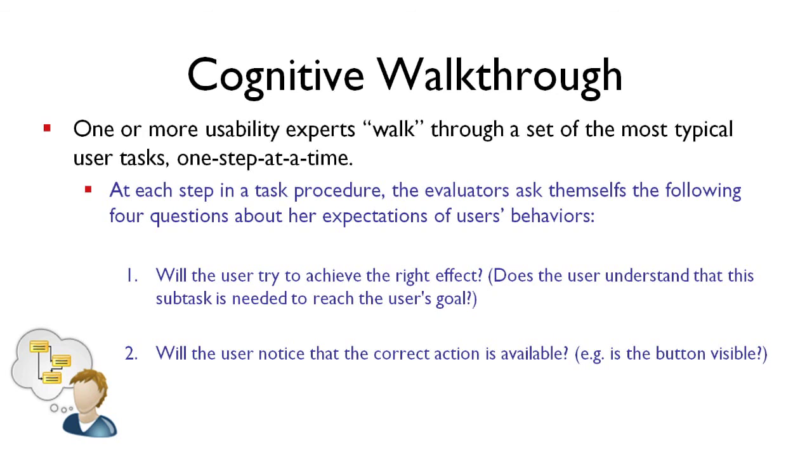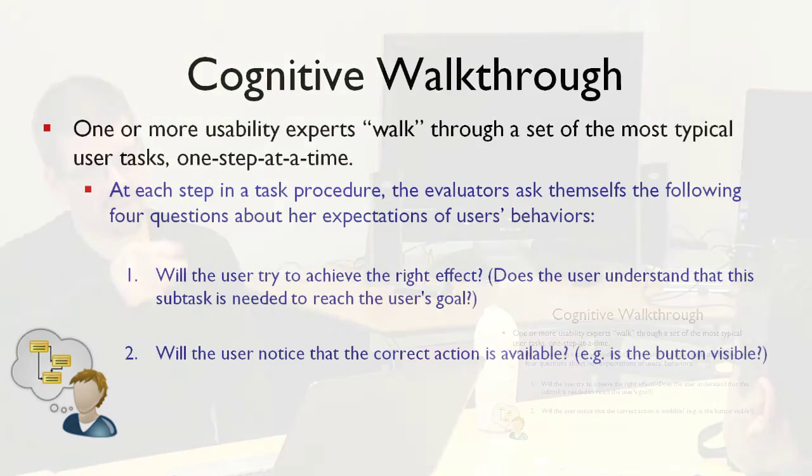First, will the user try to achieve the right effect with this step? For example, does the user understand that this subtask is needed to reach the user's goal? Say a user wants to print a document. Does the user understand what he or she has to do in order to achieve this task? Where do they have to press? And do they understand what procedure they have to go through in order to get a printed document in the end?